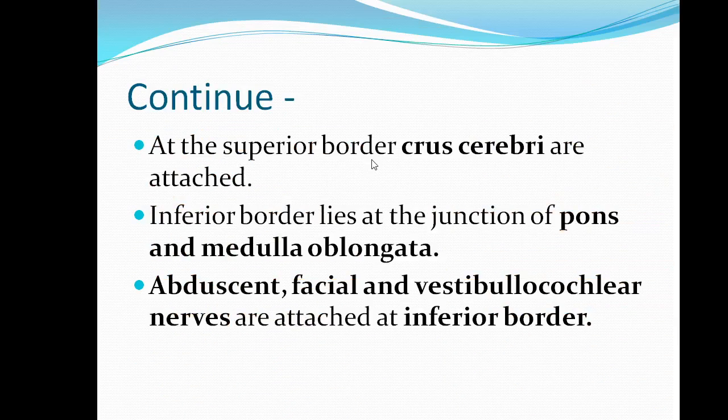At the superior border, the crus cerebri are attached. The inferior border lies at the junction of pons and medulla oblongata. Abducent, facial, and vestibulocochlear nerves are attached at the inferior border.